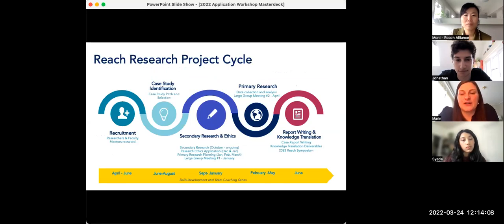And this slide, I'm not going to speak to it because it's essentially just a timeline representation of the information that I just shared, but it does give you a very high level overview of the different steps and when they would occur throughout the year.